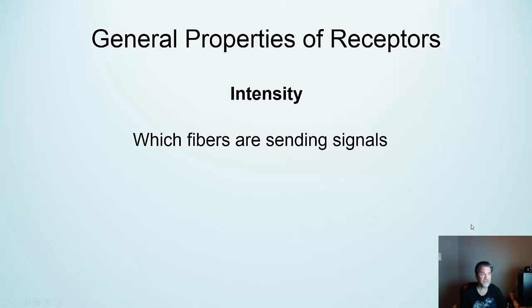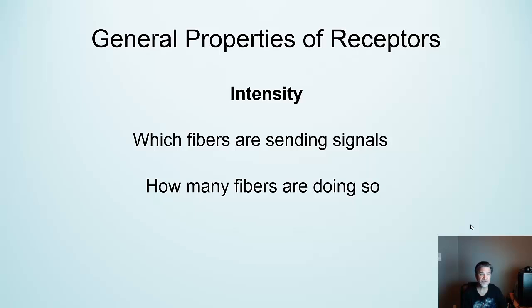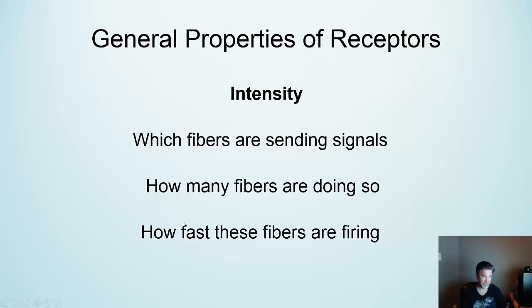The intensity of the signal is which fibers are sending the signal, how many fibers are doing so, and how fast they are firing. This is what we were talking about with the refractory period. So once again, the brain is going to pay attention to those that are of a higher frequency and those that encompass more fibers firing.